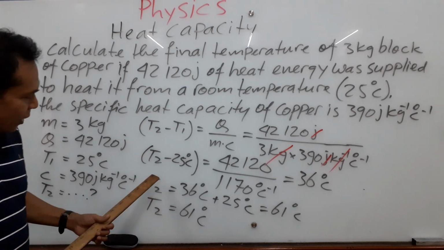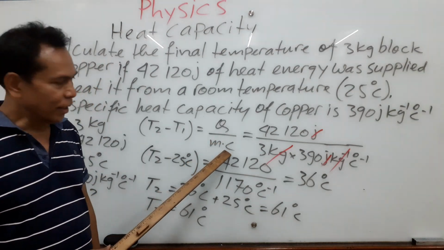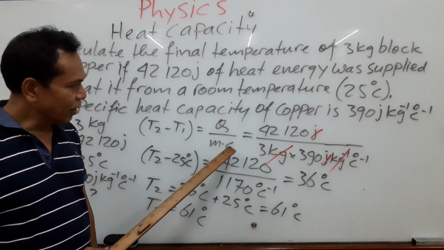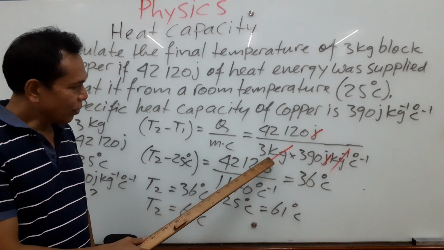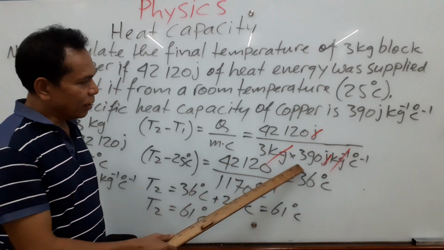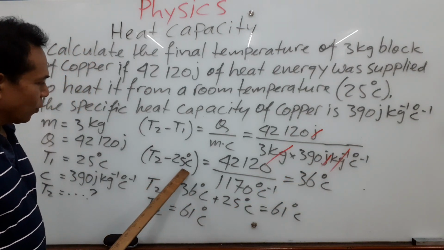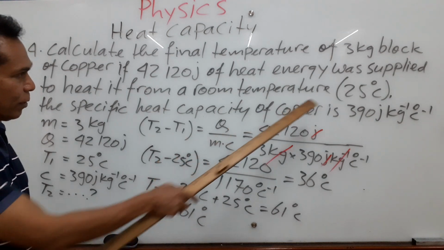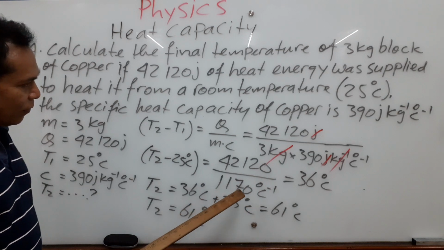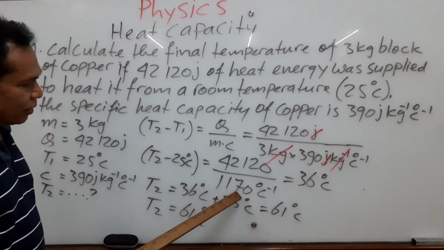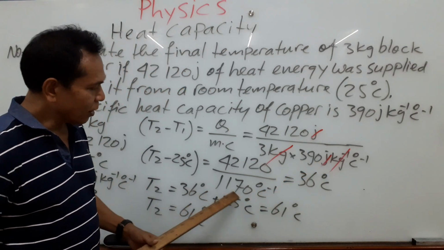All right, so we use this here. T2 minus T1 equals Q over MC. So Q is 42,120 joule, and then M is 3 kg here, and the heat capacity is 390. So T2 minus 25, because T1 is 25, equals 42,120 divided by 1,170. This 3 times 390 is 1,170.